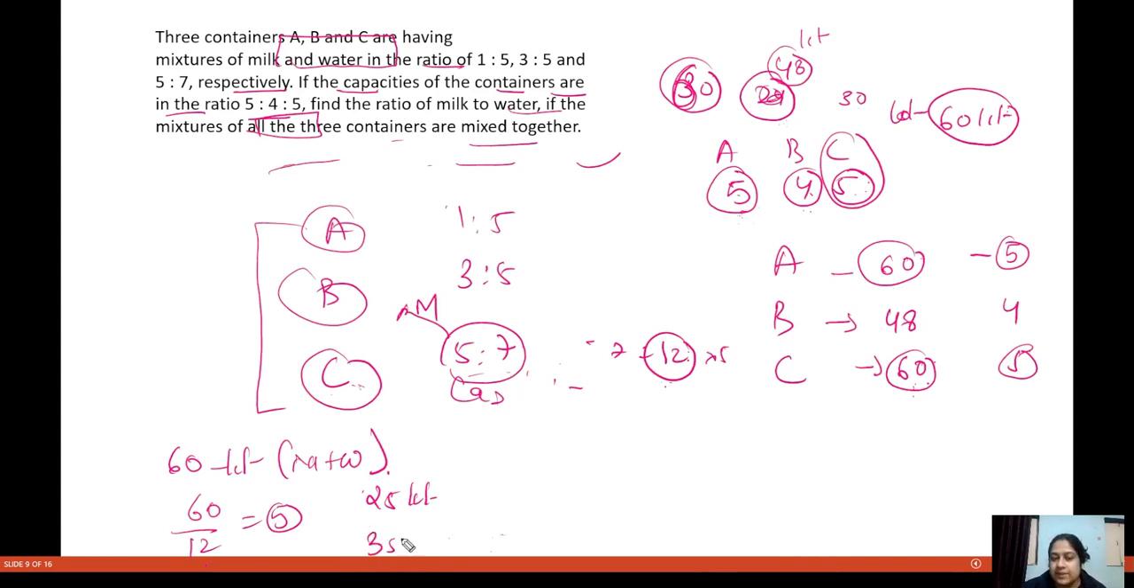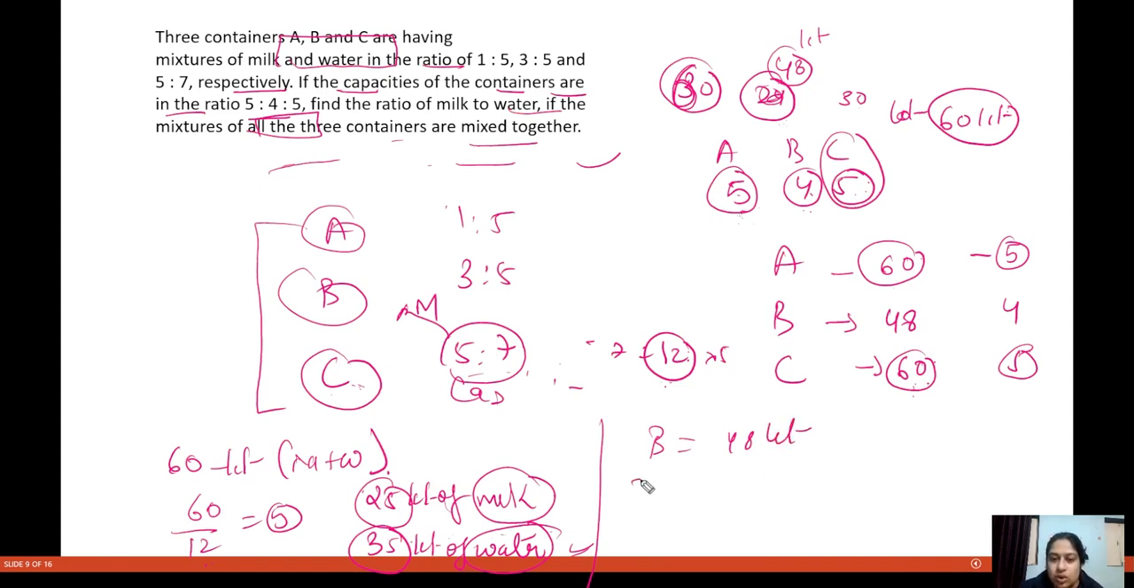Fine. Now, you have this 25 liter of milk and 35 liter of water. Now look at this B container. This has 48 liter of total mixture. So you have 3 is to 5, so that means 48 divided by 8, that means 8 six times. So now you have 18 liter of milk and 30 liter of water.